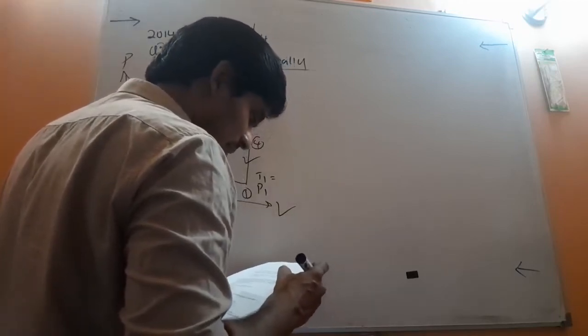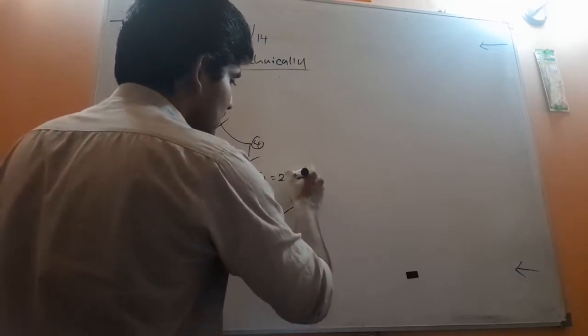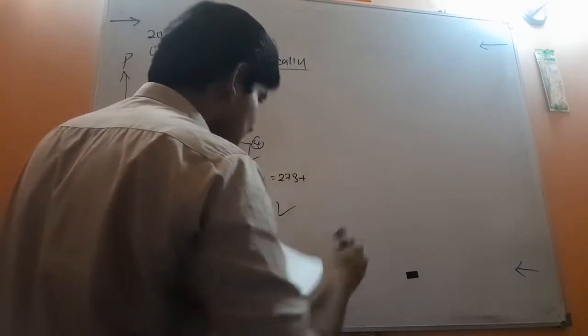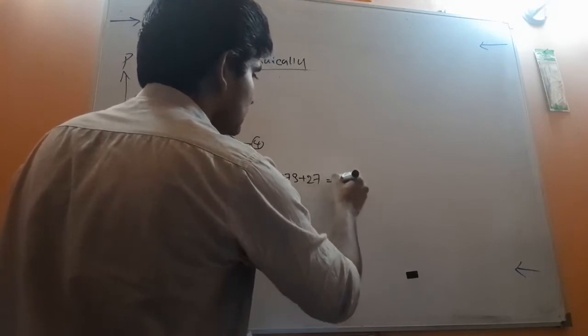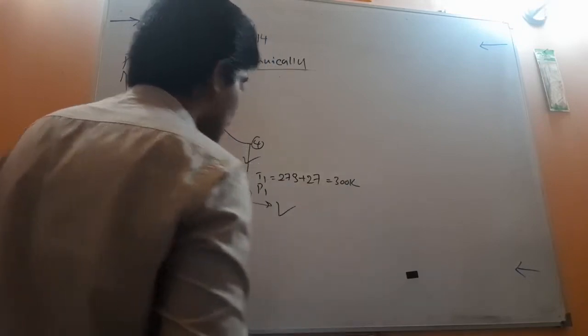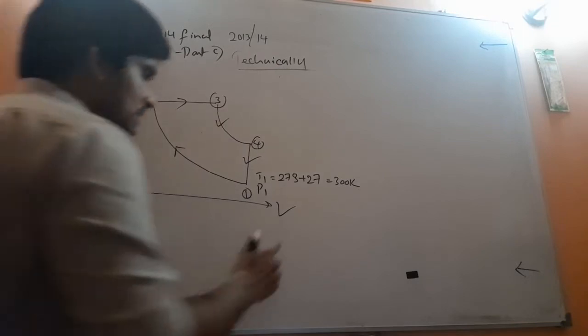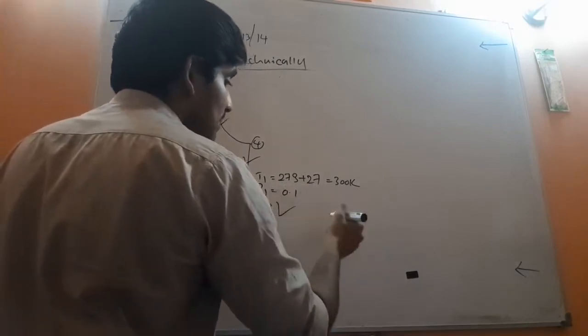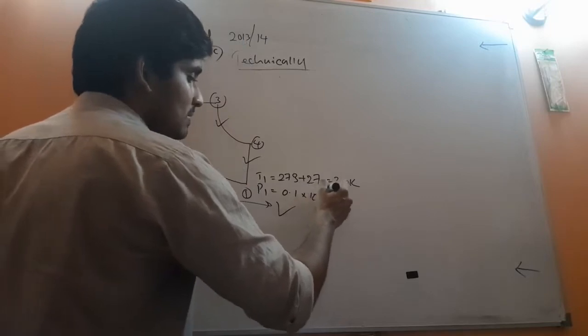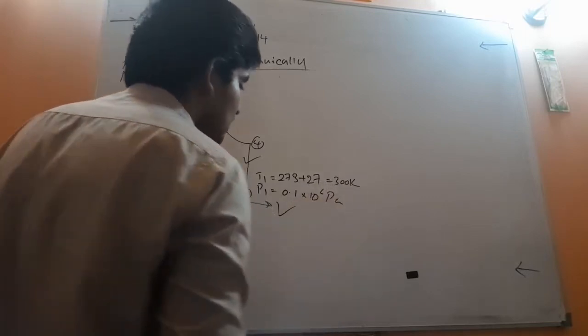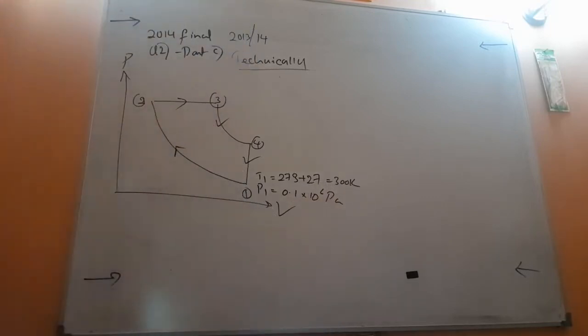How to write that in kelvins? 273 plus 27, that means 300 kelvins. That is T1. What is the pressure? Pressure is 0.1 megapascal. 0.1 megapascal means 0.1 times 10 to the power 6 pascals. So that is the inlet condition.